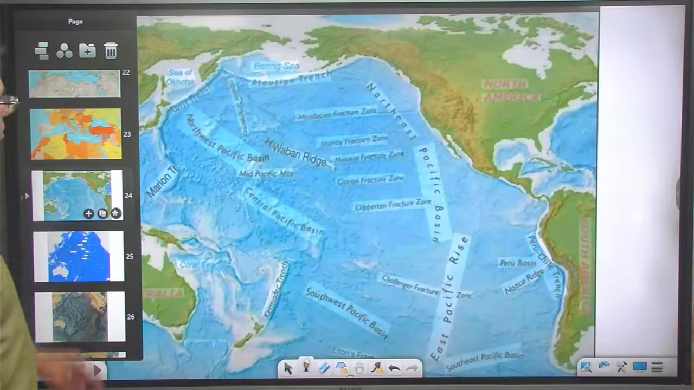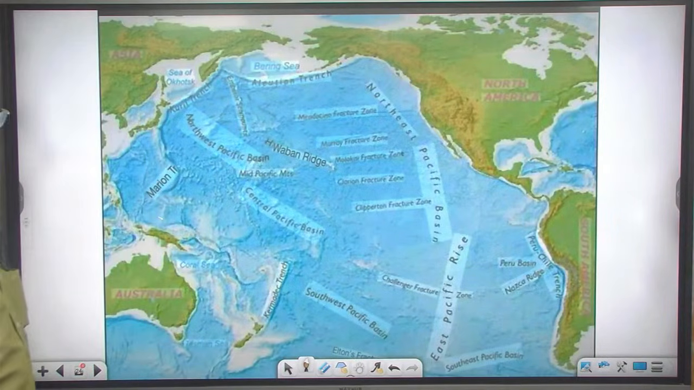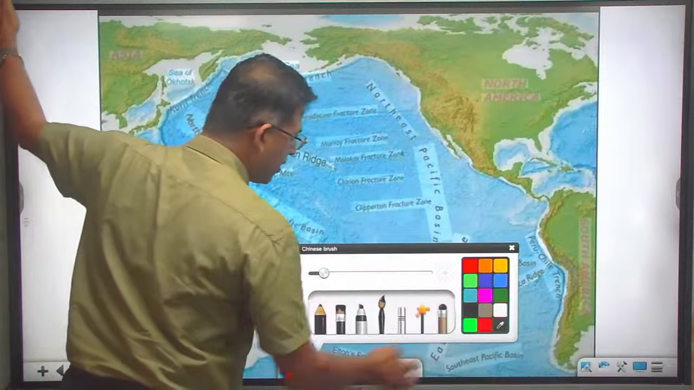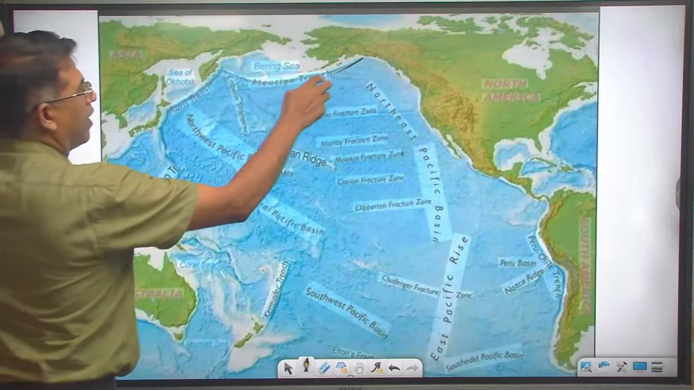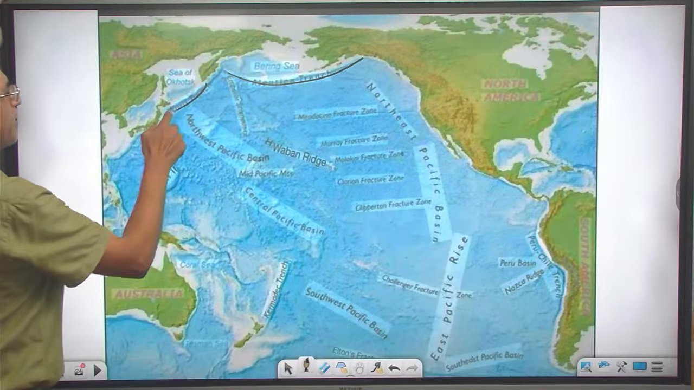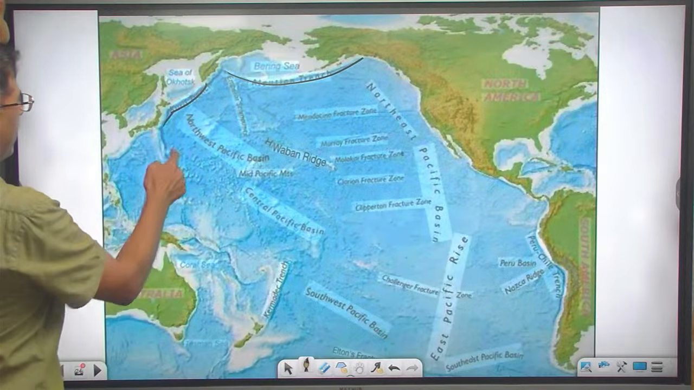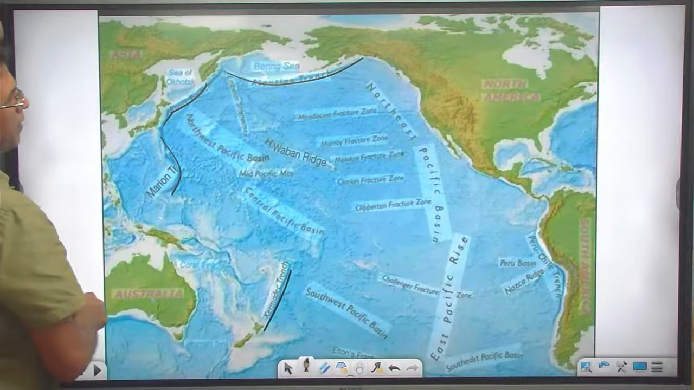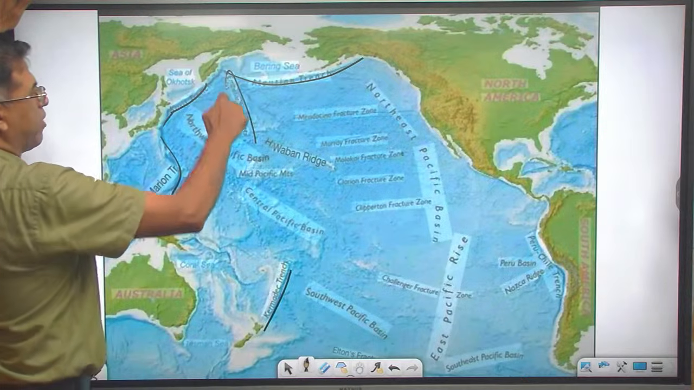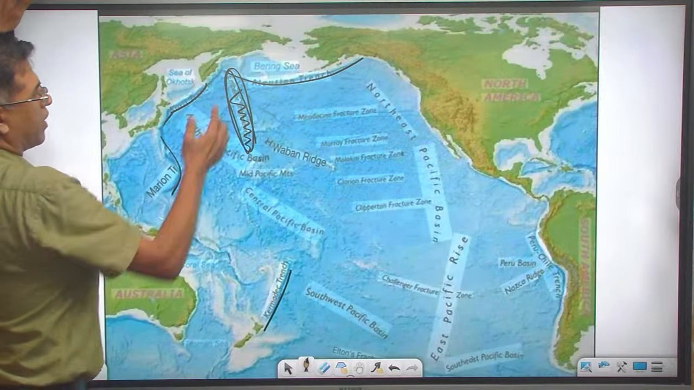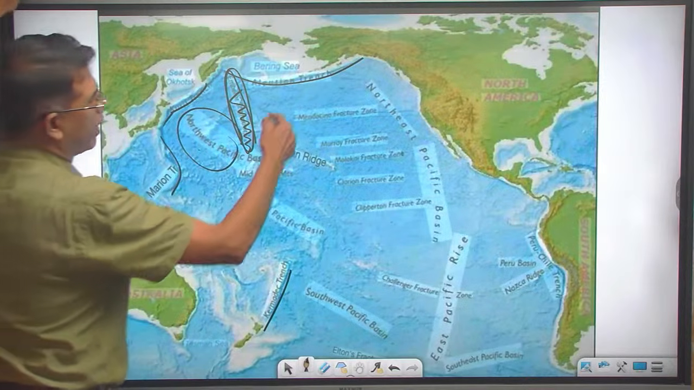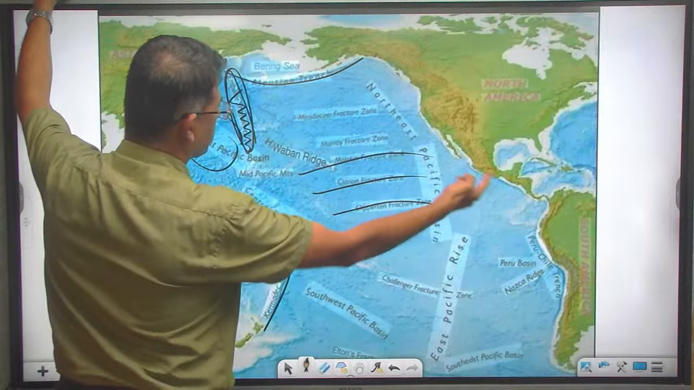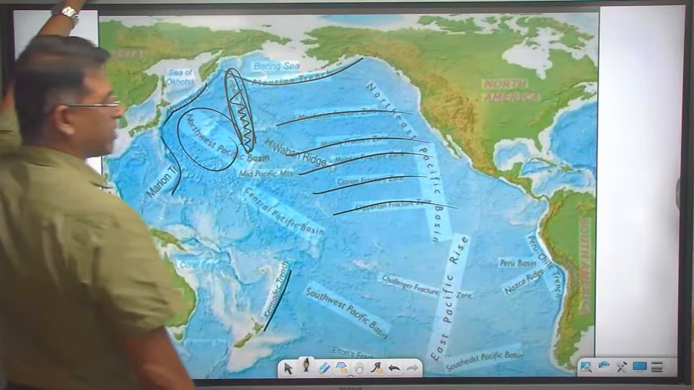Polymetallic nodules. This is the Pacific Ocean. So we have the Aleutian Trench, Kurile Trench, Japan Trench, Mariana, Kermadec, Tonga trenches. This is the Emperor Seamount Chain here. And this is the Northwest Pacific. This whole part is the Northeast Pacific. And these are those fractures.